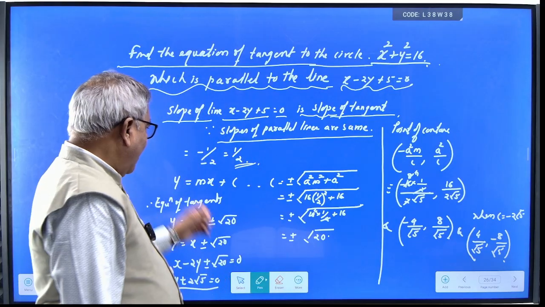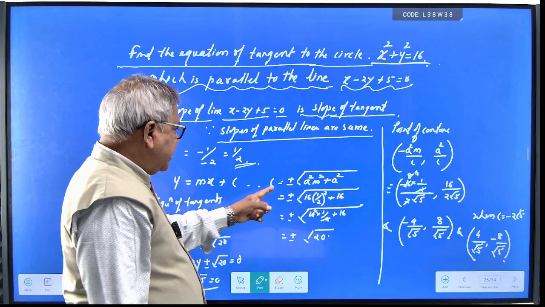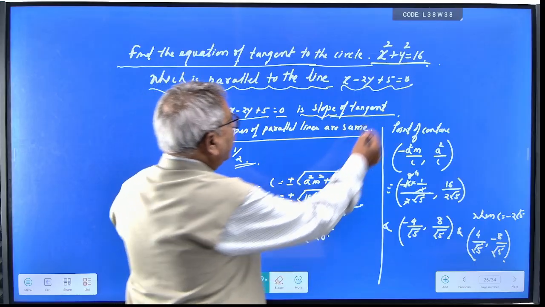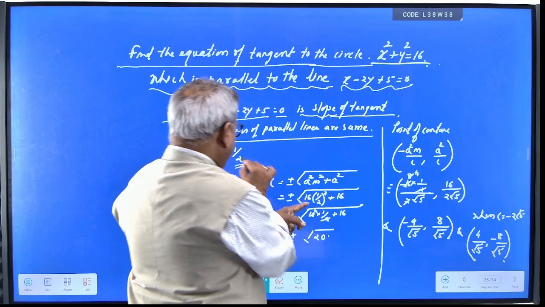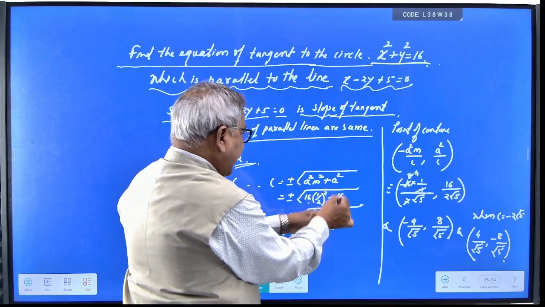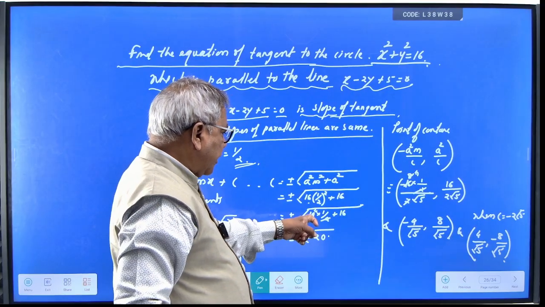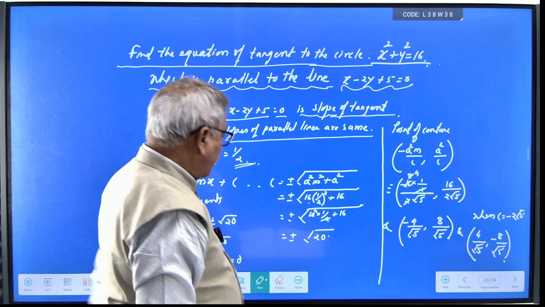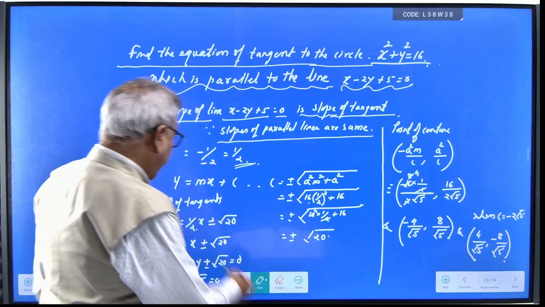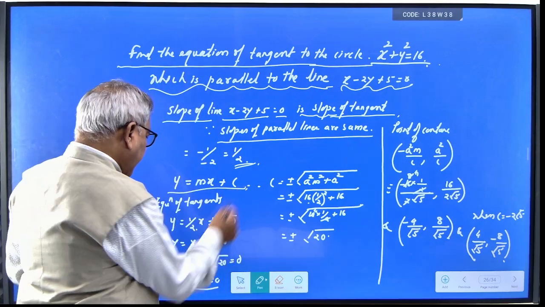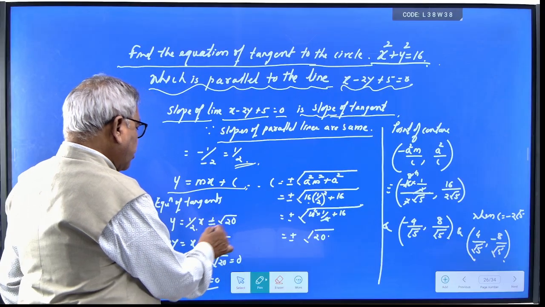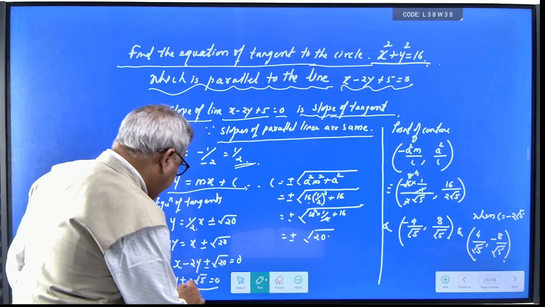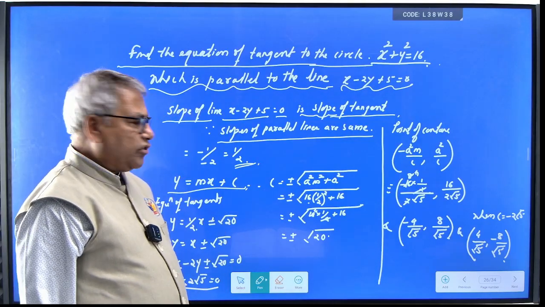It is a standard circle. y is equal to mx plus c, where c is equal to plus or minus root of a square m square plus a square. What is a square here? 16. Into m square, 1 by 2 square, plus a square 16: plus or minus root of 16 into 1 by 4 plus 16. 4 4s are root 20. So c is equal to plus or minus root 20. Substitute here y is equal to mx plus c: y is equal to 1 by 2 x plus or minus root 20. Simplify, get these two equations. These are the two tangents because the point is outside, so two tangents can be drawn.